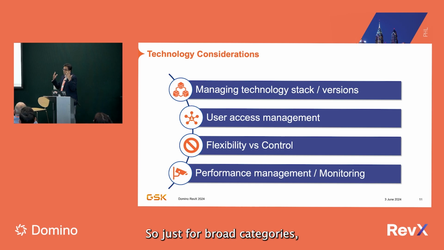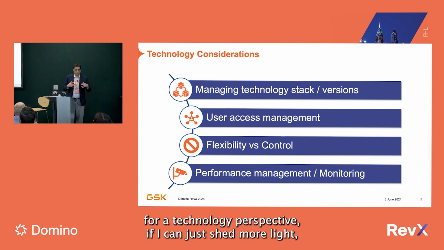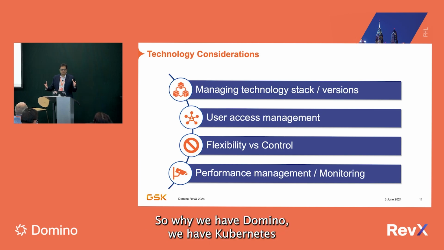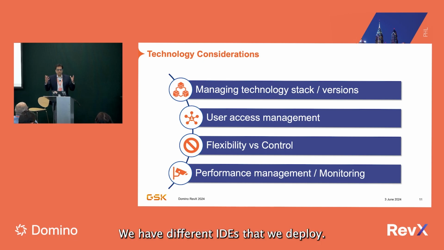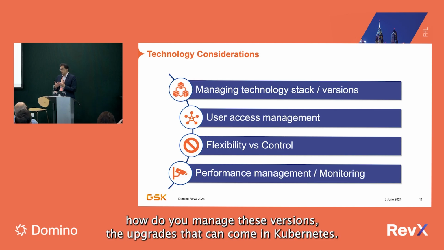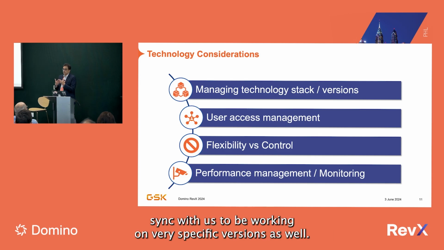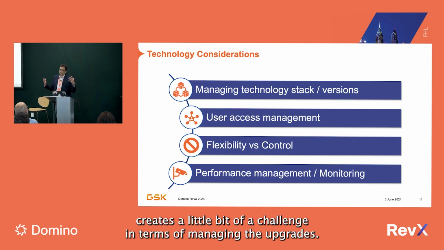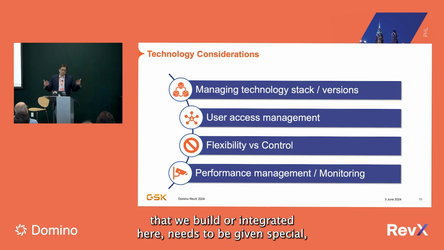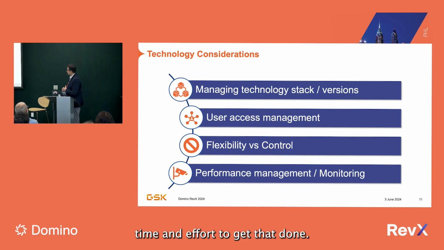Just for broad categories from a technology perspective, one is managing our technology stack solutions. Now we have Domino, we have Kubernetes, we have different IDEs that have been deployed. From a tech perspective, it's very important how you manage versions and the upgrades that keep coming. Kubernetes and Domino need to be in sync with regard to very specific versions. That creates a little bit of a challenge in managing the upgrades of all of this. Even though we have Domino as a platform, the stack that we built or integrated here needs special time and effort to get that done.